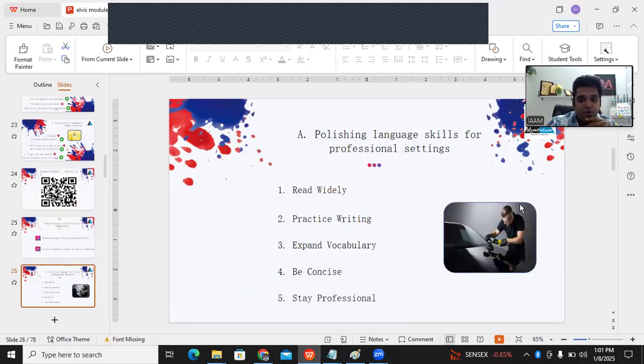Now let's have a very quick look. Polishing language skills for professional settings. There are 5 ways to do it. Read widely. They should have a habit of reading: books, newspapers, LinkedIn articles. Practice writing. They should also journal their thoughts, because this is how they get into the habit of converting whatever is verbal into written. The third is expand their vocabulary. They need to read new things, identify new words, make a sentence out of those new words. That is how they can increase their vocabulary.